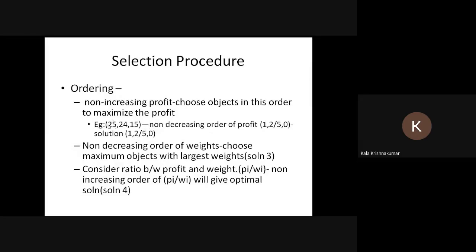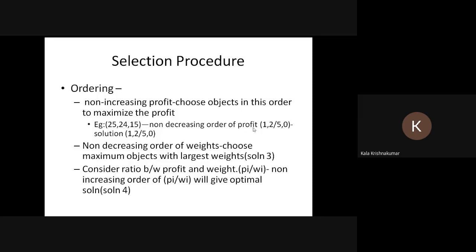You'll pick the first one, that is, I think 25 is the first object, 24 is the second object, 15 is the profit of the third object. So you can choose the first object that has the maximum profit. So this is actually in non-increasing order of their profit. Sorting this set of objects in non-increasing order of their profit, you get 25, 24, 15. So that is the actual order.